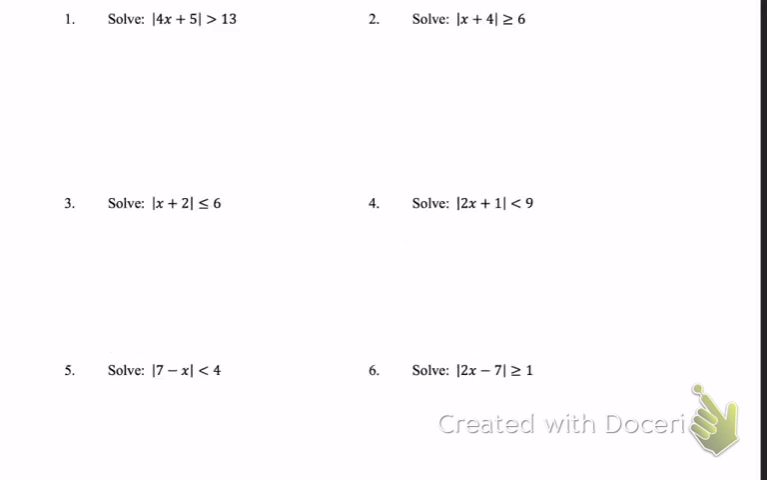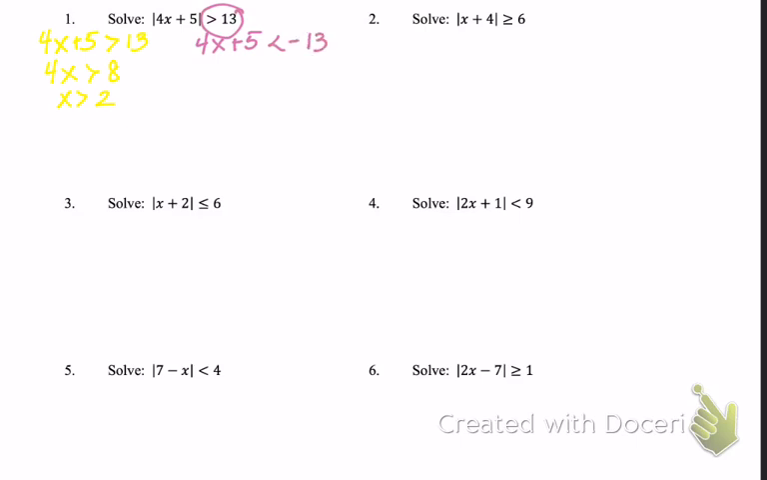So if we look at number 1, I'm going to set up two different inequalities. So I'm going to say that 4x plus 5 is greater than 13. I'm going to solve that. So 4x is greater than 8, and so x is greater than 2. Then I'm going to write a second inequality where I flip the sign and I switch the inequality. So I'm going to say 4x plus 5 is less than negative 13.